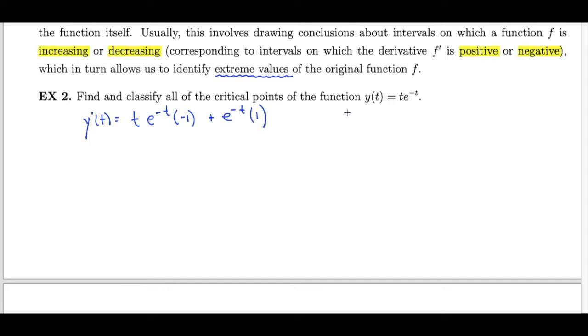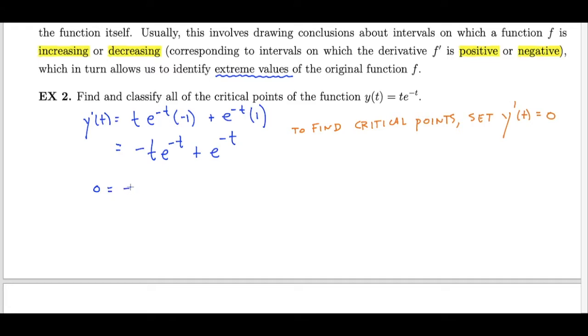Now in this case I need to do a few more steps with this derivative, so it will help to do some simplification. Next, in order to find the critical points of my original function, those are the points at which the function potentially changes from increasing to decreasing, I'll set this first derivative equal to 0. Doing so yields the equation 0 equals negative t e to the negative t plus e to the negative t.